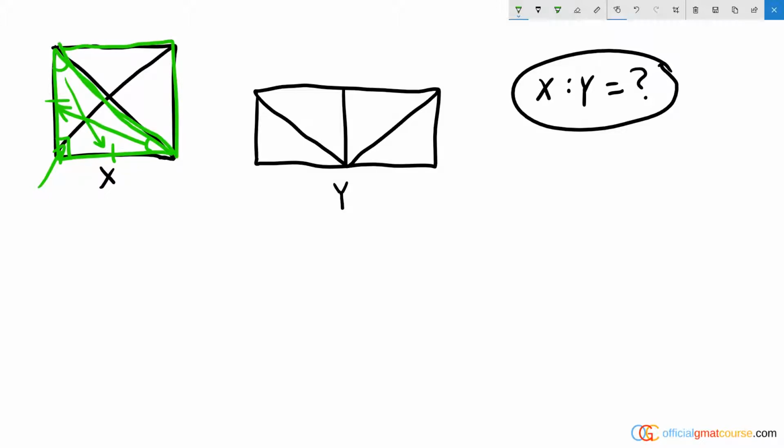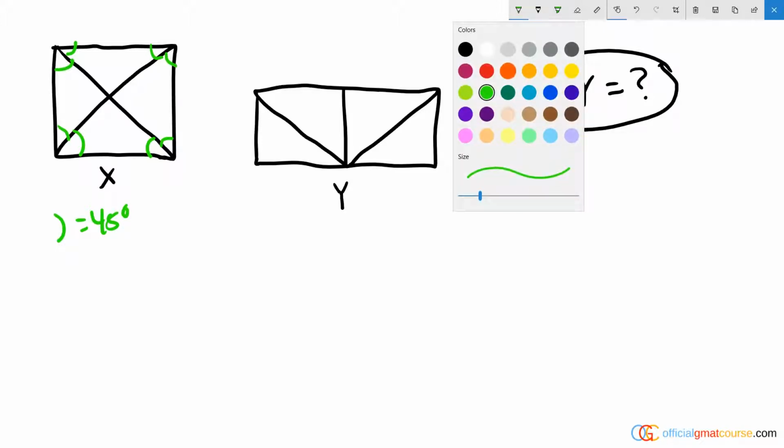And the same thing happens if we divide the diagonal this way as well. So either way we do it, we're creating 45, 45, 90s, which means this is 45, this is 45, this is 45, and so on around the entire shape. So all of these are equal to 45 degrees.